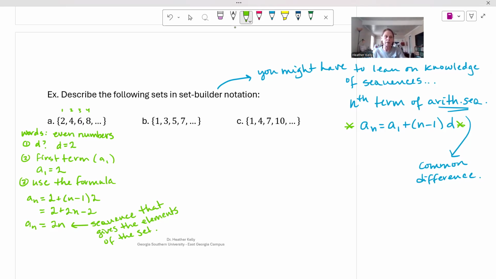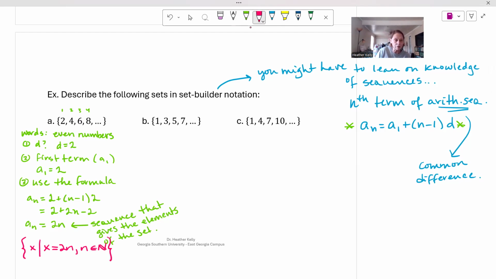Okay, so we can be able to do this. So let's get that set builder. So the set builder will be X such that X is equal to 2n, where n is an element of the natural numbers.